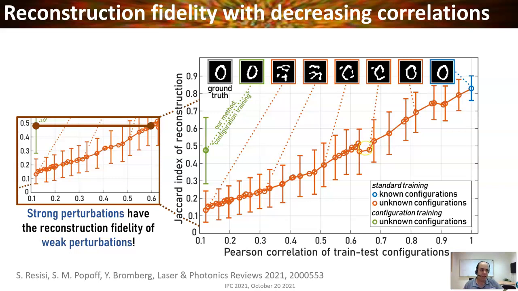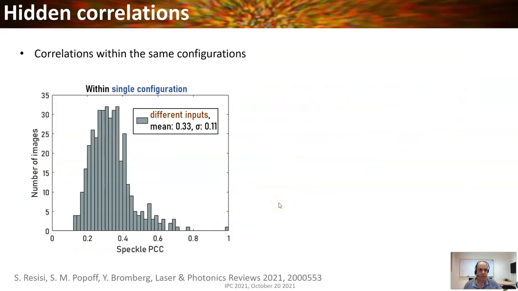I emphasize that this was all done without the model having any knowledge of the fiber configuration in which the speckle was acquired. So again, we're very excited that using configuration training, the reconstruction fidelities were comparable. The reconstruction fidelities for strong induced perturbations were comparable to the reconstruction fidelities obtained with weak perturbations. Now we can ask ourselves, how can this work?